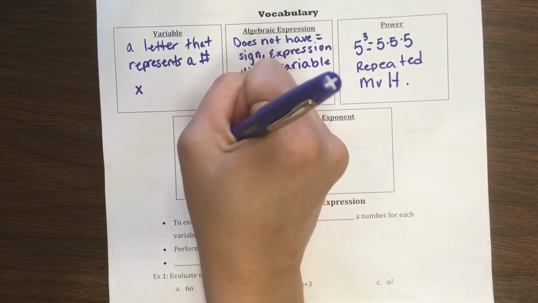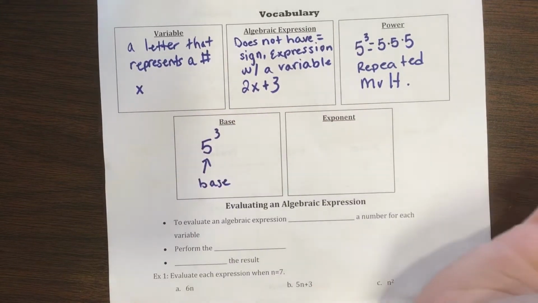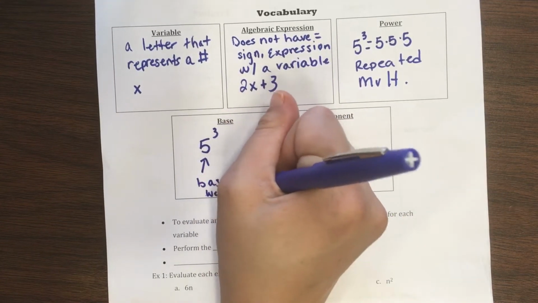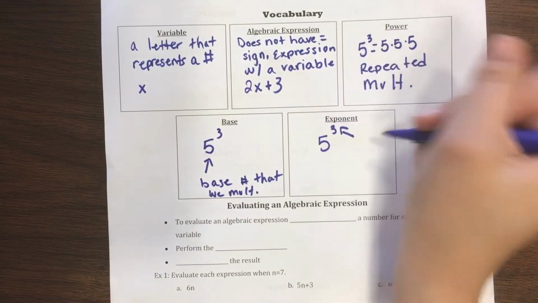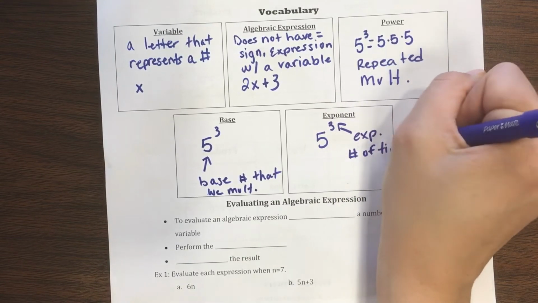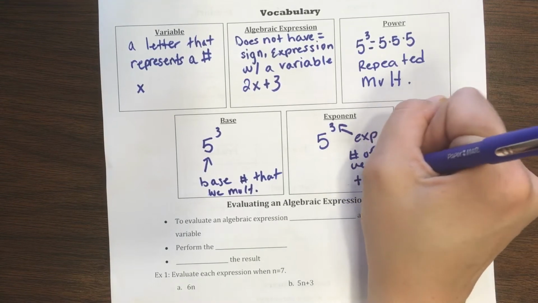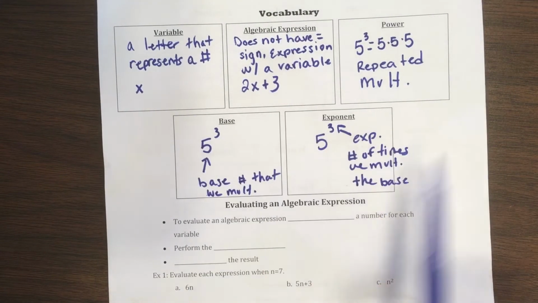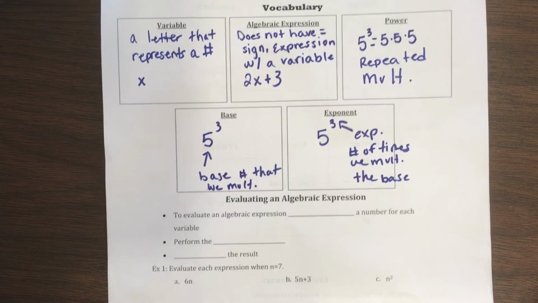And we're going to stick with our same example. 5 to the third, our base is that number that we multiply. And the exponent is the number of times we multiply it. The number of times we multiply that base. These 5 things should all be reviewed from hopefully last year or the year before.